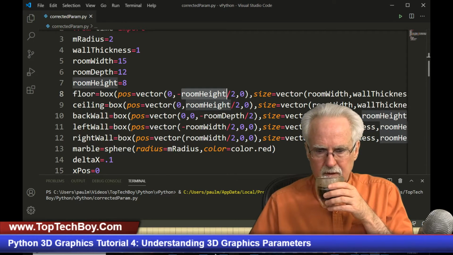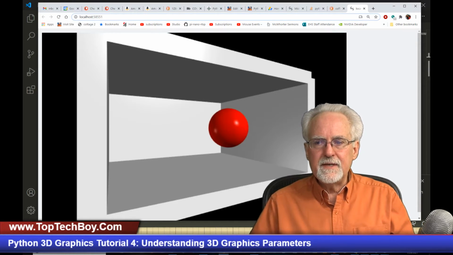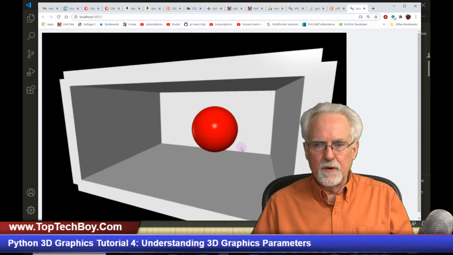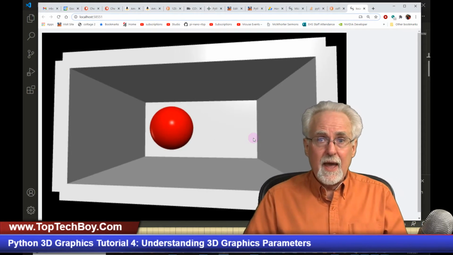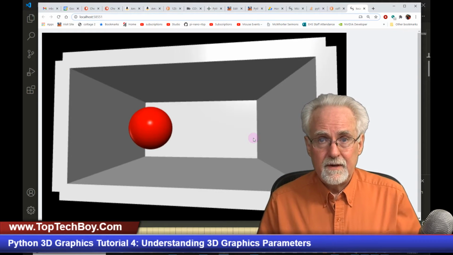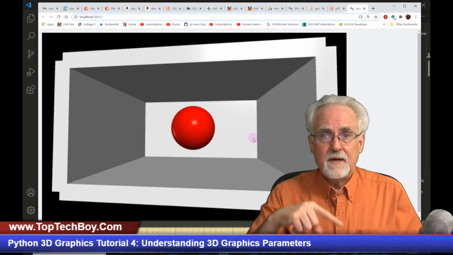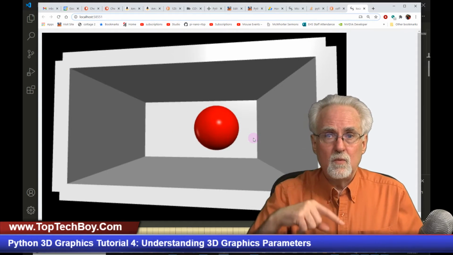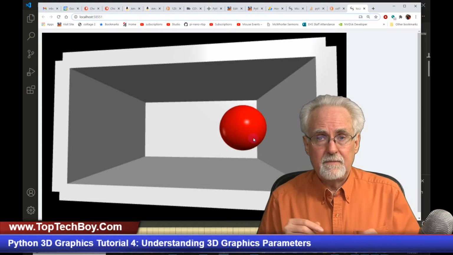Okay, so I'm going to give you a homework for next week. Okay, you see this ball bouncing back and forth? Your homework for next week is to have it moving in 3 different dimensions. So it's not just going back and forth in X, it's going back and forth in Y, and it's going back and forth in Z, all at the same time.